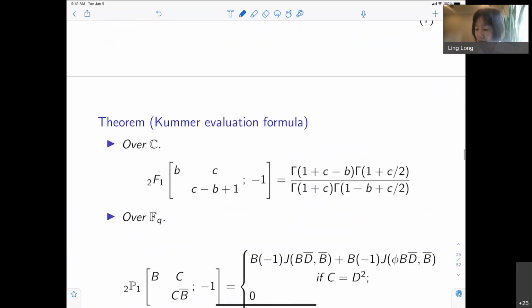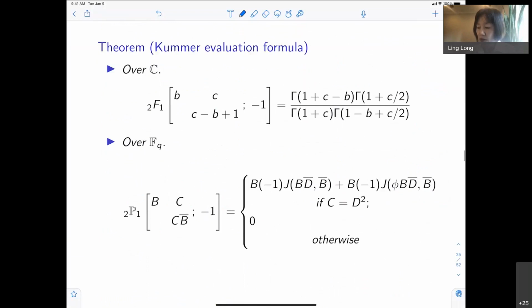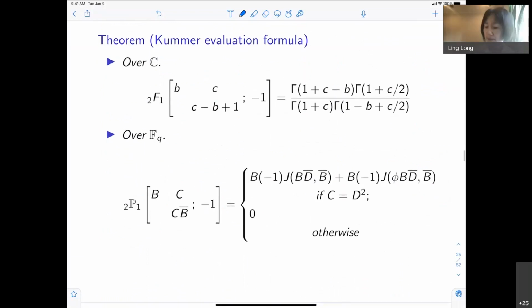And the other formula I would like to mention will be the Kummer evaluation formula. The Kummer evaluation formula says at -1, which is actually a derivative of Gauss evaluation formula. So it says that at -1, you can actually compute the value by specializing -1 to one side of the Kummer quadratic formula, and then you get to this formulation.